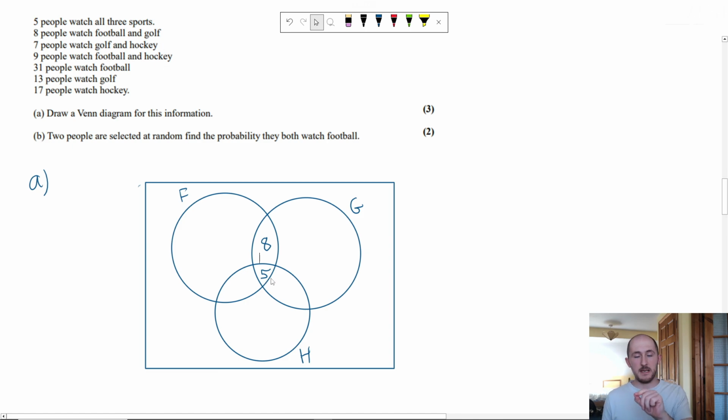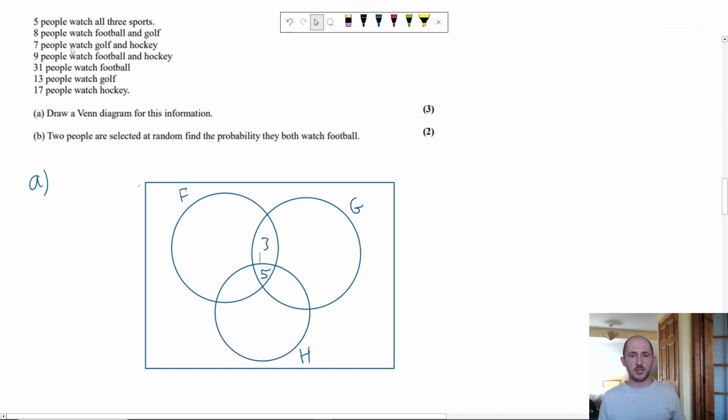But there's 5 people that watch football, golf, and hockey. That includes people that watch football and golf, right? So you actually have to do 8 minus 5. There's 3 people that only watch football and golf. So just as a reminder, there is 8 people in total that watch football and golf, because that includes the 5 people that watch all 3. Hopefully that makes sense. But there are 3 people that watch just football and golf.